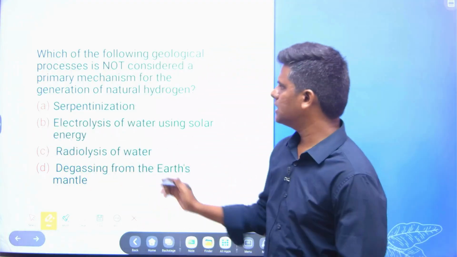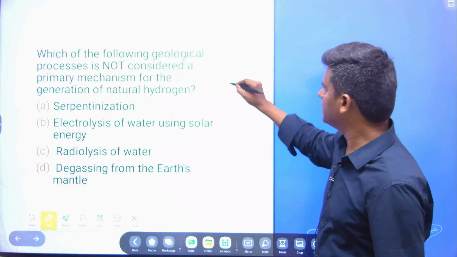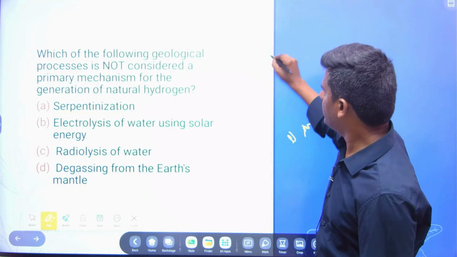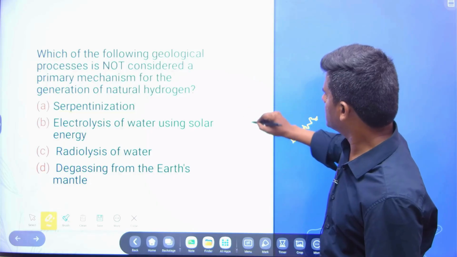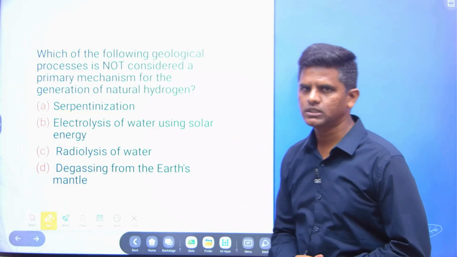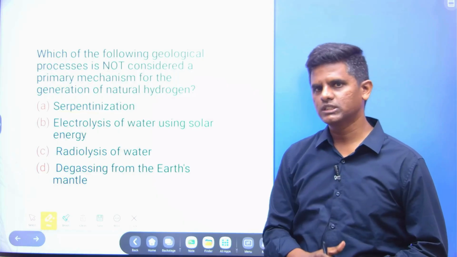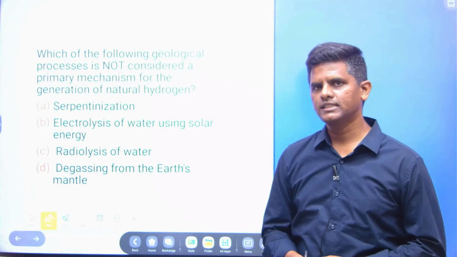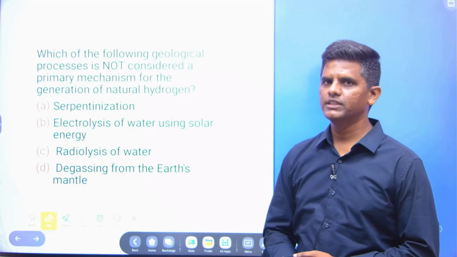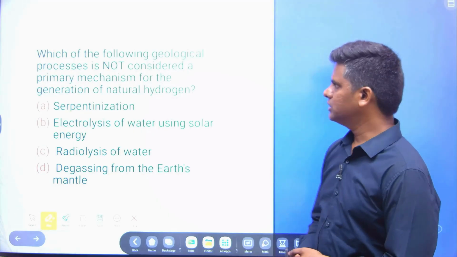So first is serpentinization. What it means is there are olivine rocks in the earth's crust. Olivine rocks means the rocks where iron is more. So when water reacts with the olivine rocks, hydrogen is produced. Usually this happens in the ocean's crust. Because of the cracks in the rocks, water enters and the reaction happens between the olivine rocks and water, and as a result hydrogen is produced and hydrogen is stored there.